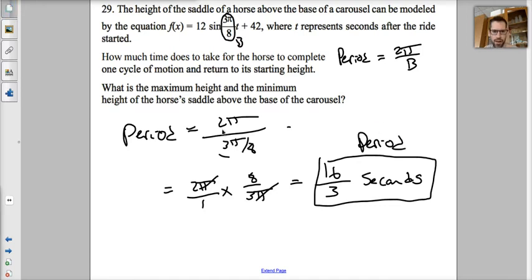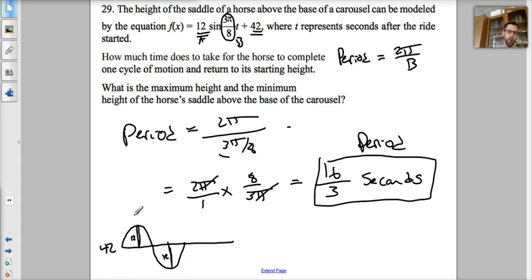All right, it says what is the maximum and minimum height of the horse's saddle above the ground? So to find the maximum, basically my function is going to have this midline, and it's going to be going above the midline and then below the midline. And that would happen over the course of one period. So the midline is right here at 42. And then the amplitude determines how high it's going and how low it's going. The amplitude is 12. So it's going to go 12 above the midline here. It's going to go 12 below the midline.